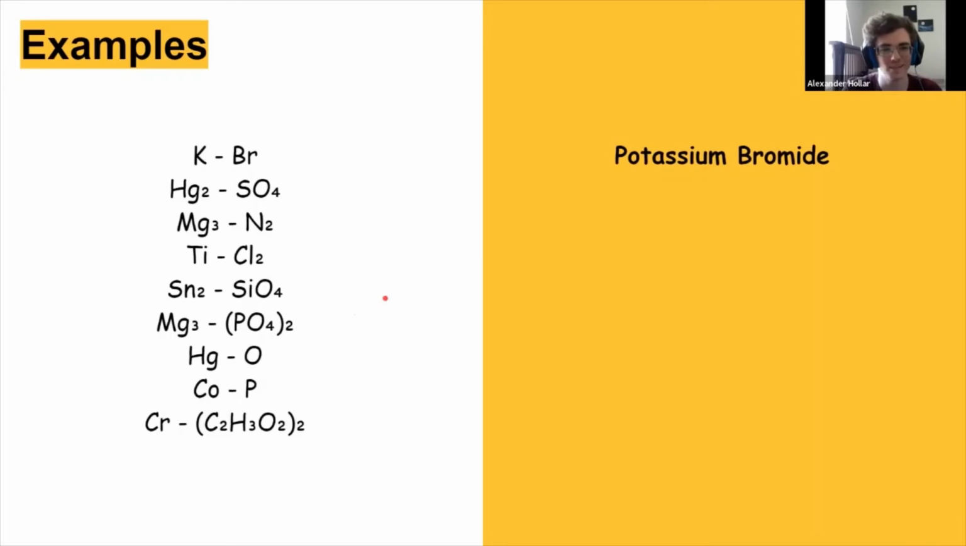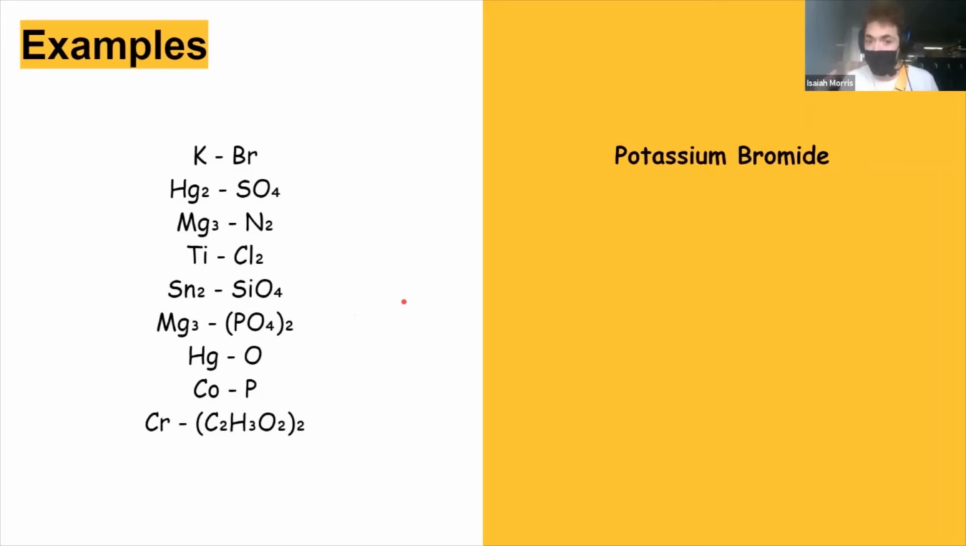You start out with that metal, potassium, K, and then you have that nonmetal. You have the cation first, then the anion. That anion has a -1 oxidation charge. That potassium has a +1. They cancel out to create that neutral compound. The nonmetal gets the suffix "ide," hence potassium bromide. Let's go to the next one. Anyone want to try this one out?